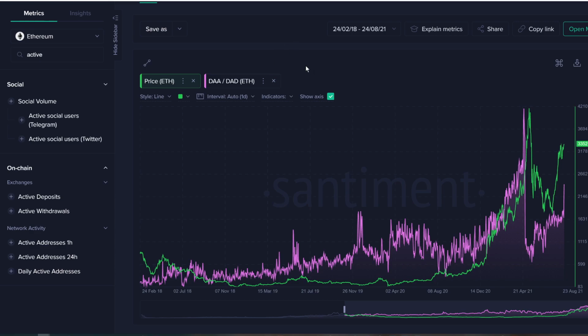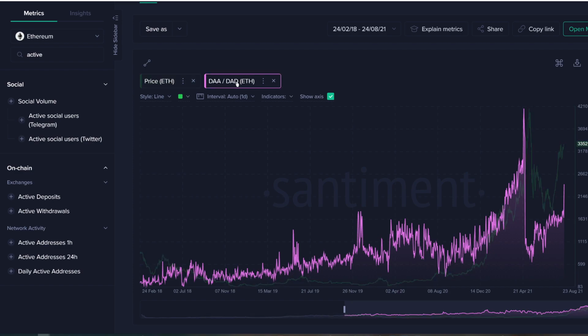What we're looking at right now is our daily active address divided by a daily active deposit ratio that I've just created. You guys are probably well familiar based on some of our other videos that we really like daily active addresses in particular, and I also like to look at active deposits on occasion. We're obviously looking at Ethereum right now, and I'm going to quickly show you exactly how I put this together.